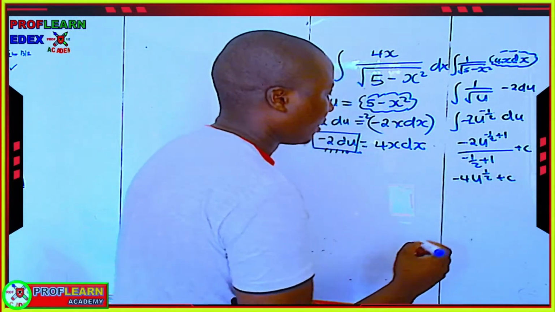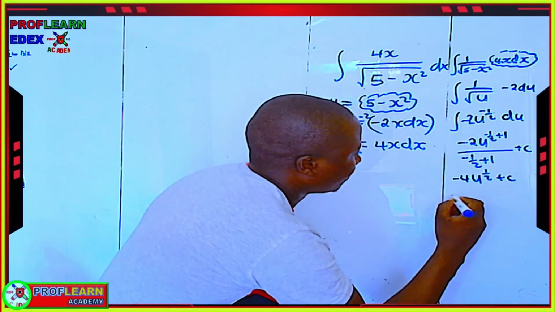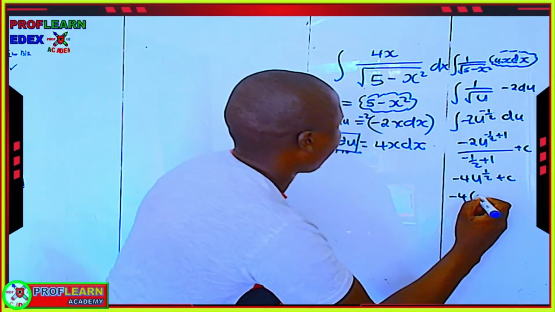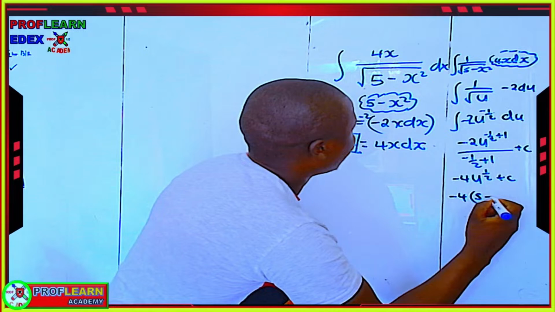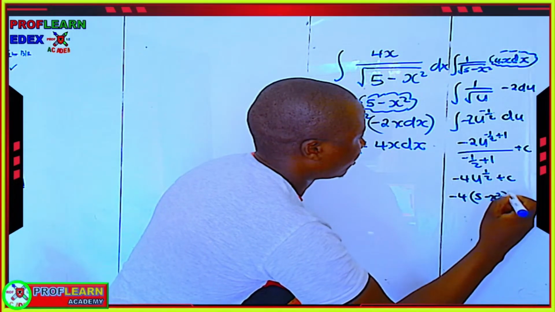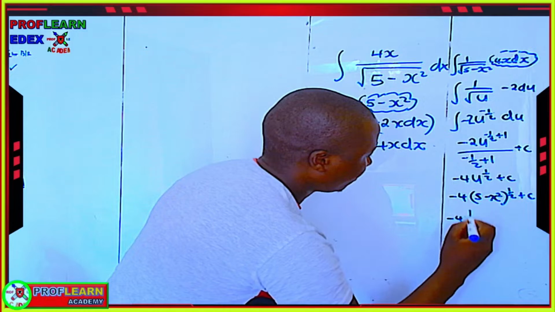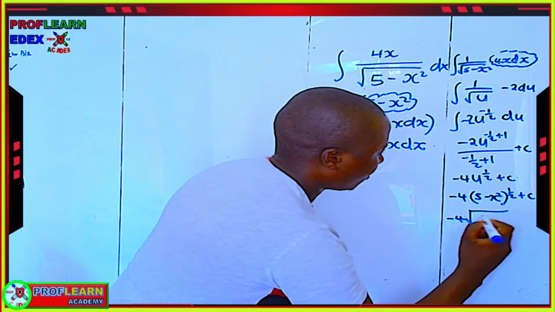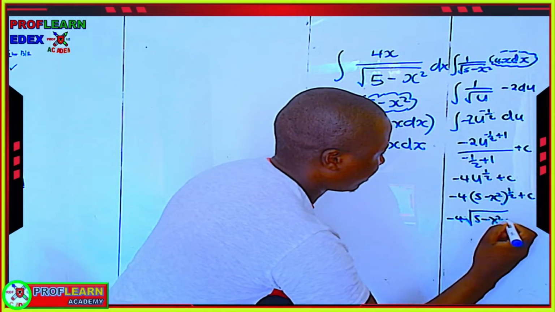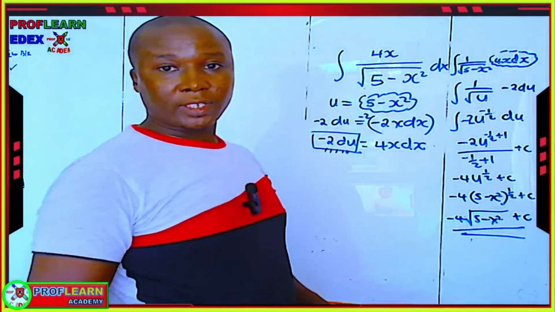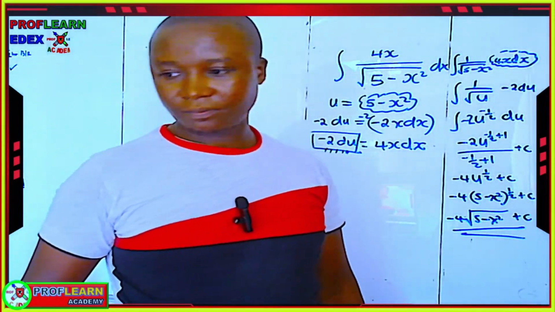So meaning that our expression will be minus 4 into bracket 5 minus x squared raised to a half, then plus c. So this can be written as negative 4 square root of 5 minus x squared, then plus c, as the final answer of this integral.